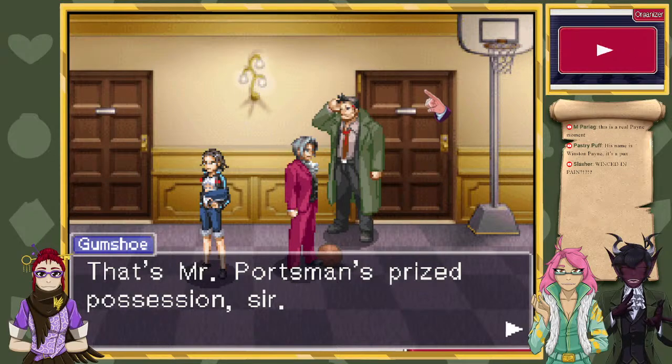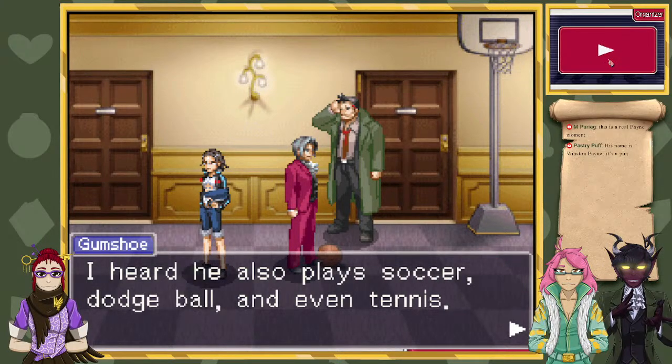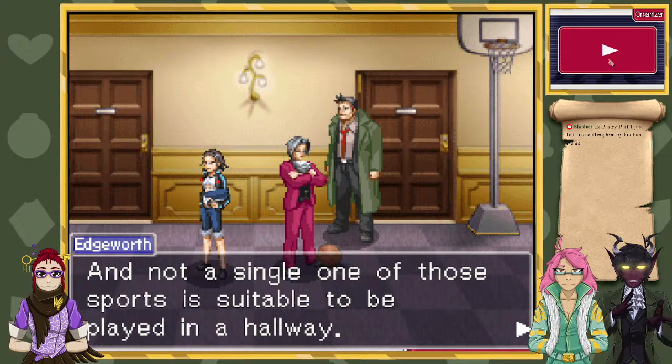Oh my god, that's his office. Mr. Portman's prized possession, sir. That's his office with his fucking basketball hoop. Oh, Jesus fucking Christ. Hoop. Yeah, a dude. Whole ass hoop. Even Edgeworth keeps his tea set and chess inside the office. I also play soccer, dodgeball, and even tennis. Tennis is what he looks like he plays, 100%. And not a single one of those sports is suitable to be played in a hallway.